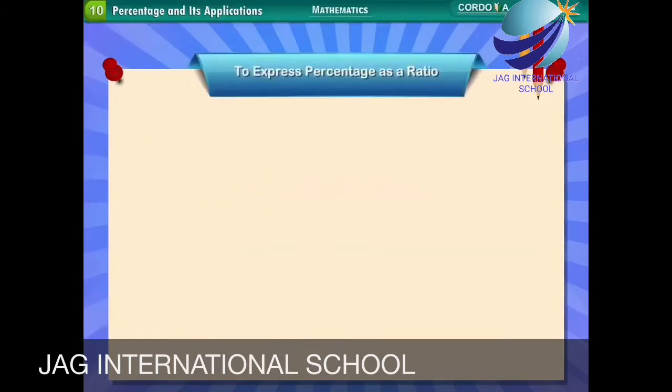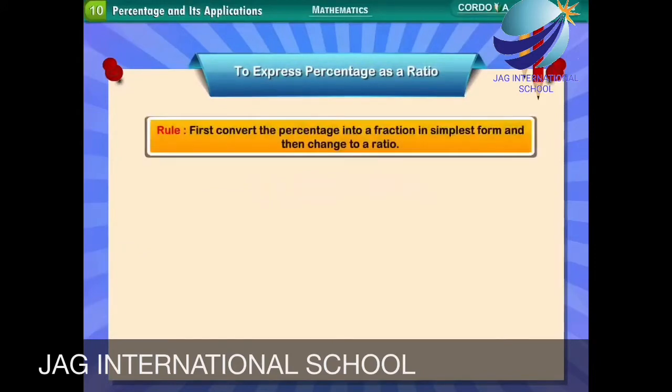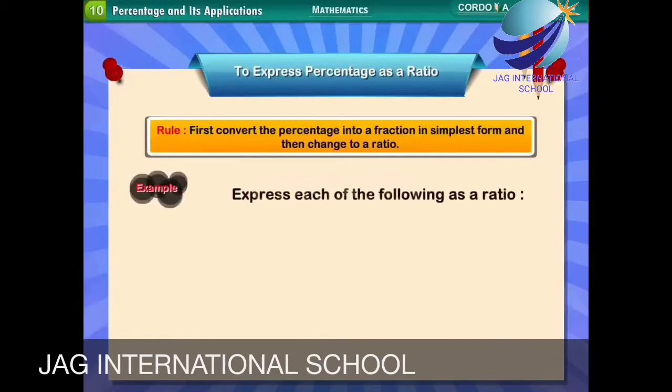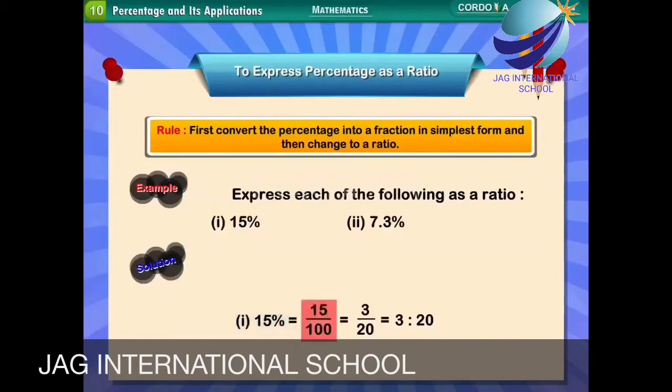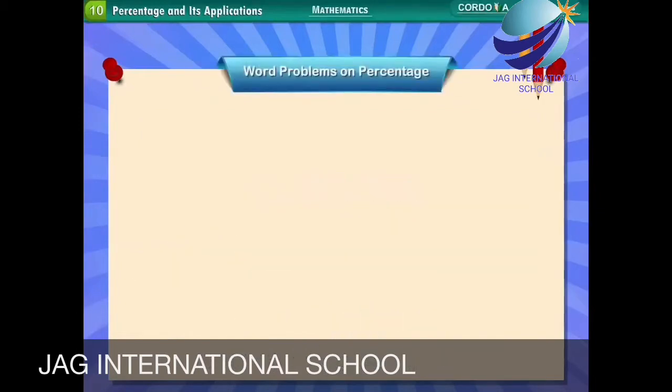To express percentage as a ratio. Rule: convert the percentage into a fraction in simplest form and then change to a ratio. Example: express each of the following as a ratio. 15%, 7.3%. Solution: 15% is equal to 15 upon 100, which is equal to 3 upon 20, which is equal to 3:20. 7.3% is equal to 7.3 upon 100, which is equal to 73 upon 10 into 100, which is equal to 73 upon 1000, which is equal to 73:1000.